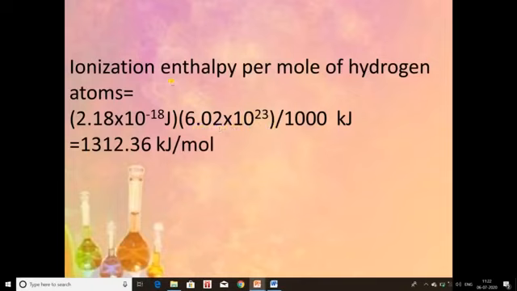Now we have to convert this into kilojoule. So you have to divide it by 1000 because this is in joule. If you divide it by 1000, then it will convert into kilojoule. So the answer is 1312.36 kilojoule per mole.